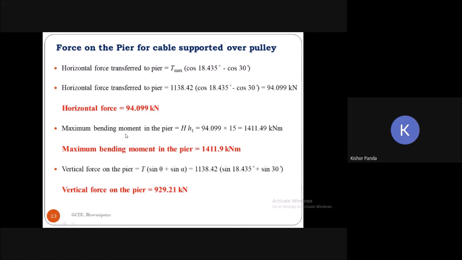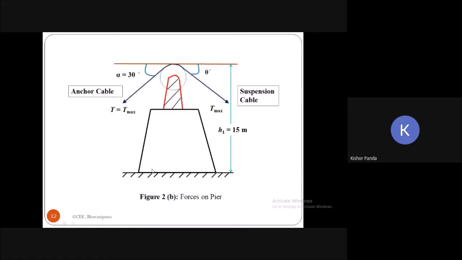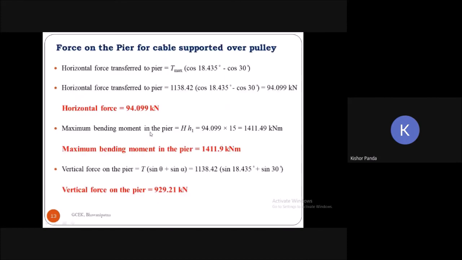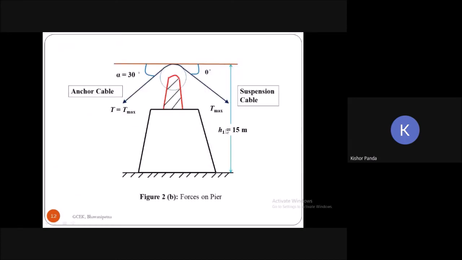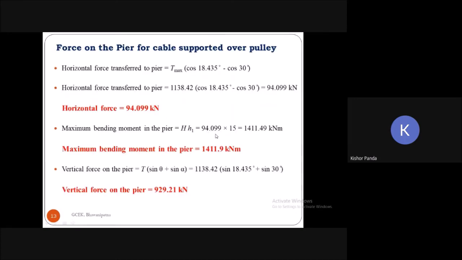Then find out the maximum bending moment in the pier. So the horizontal force acting on the pier is multiplied by the perpendicular distance. This is the horizontal force and this is the perpendicular distance, 15 meter. So H into h1. You already got the horizontal force 94.099, and you know the height of the pier, this is 15 meter. So 94.099 into 15 is equal to 1411.49 kilonewton meter. This is the maximum bending moment in the pier.